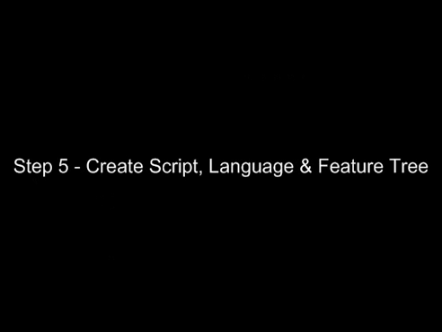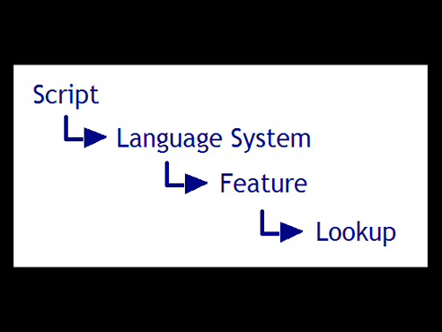Now that we have created our positioning and substitution lookups, we need to create the script, language, and feature tags under which the lookups will be applied. This allows the lookups we have defined to work when the font is called by an OpenType engine. All glyph processing is defined within a context of script and language system.